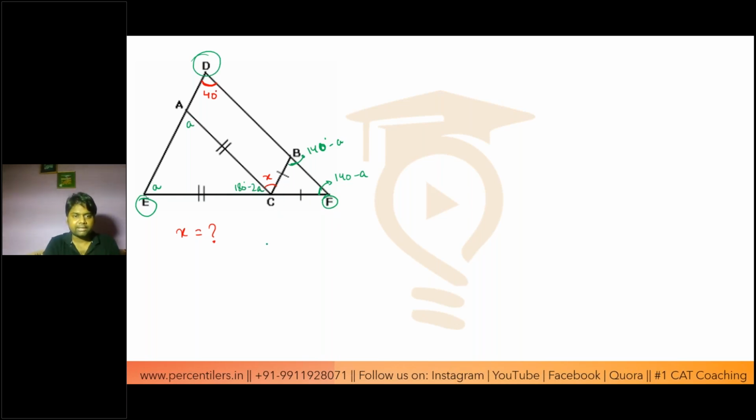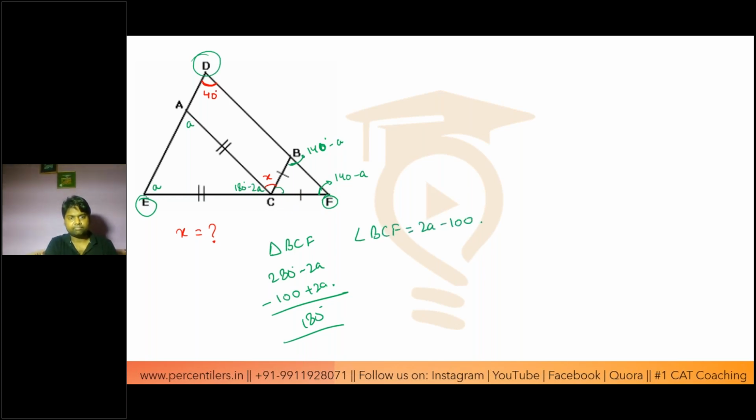So in this triangle ECF, I have 280 minus 2a, but I want the sum to be only 180. So that means I need to subtract 100 and add 2a. That means this angle C, this angle BCF, will be 2a minus 100.